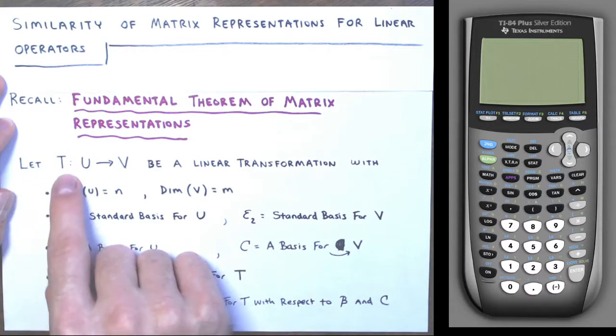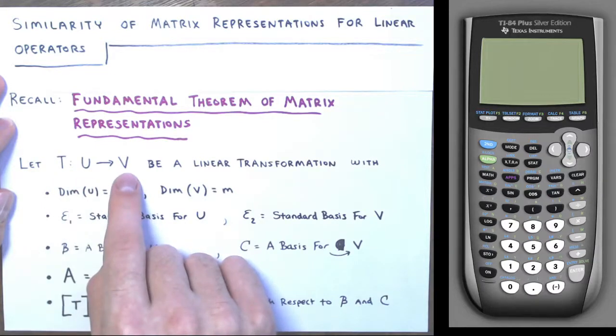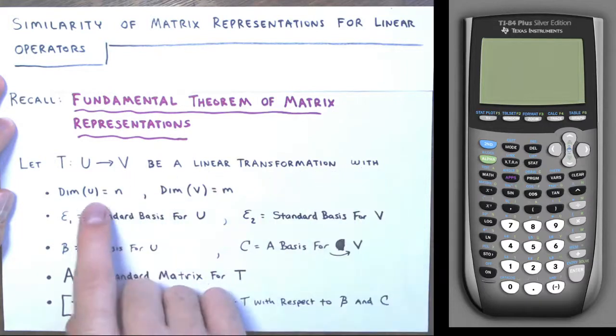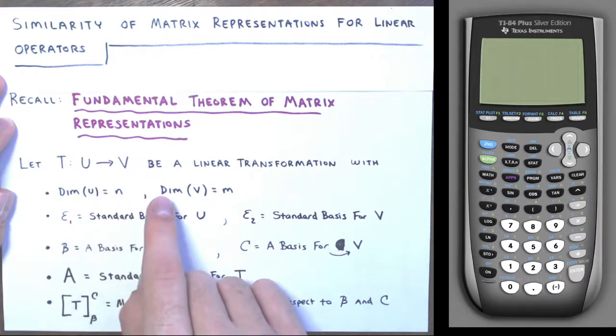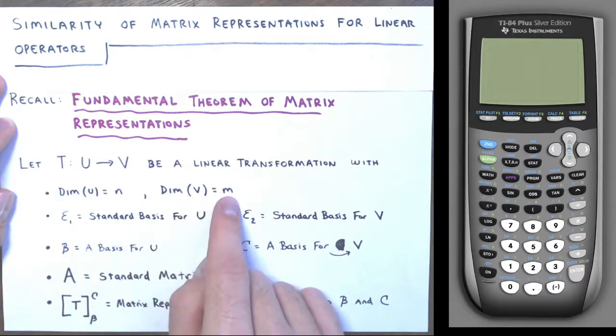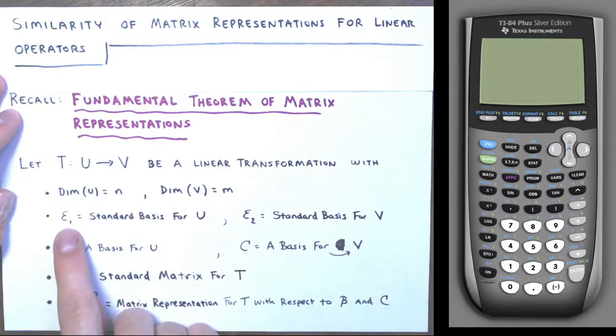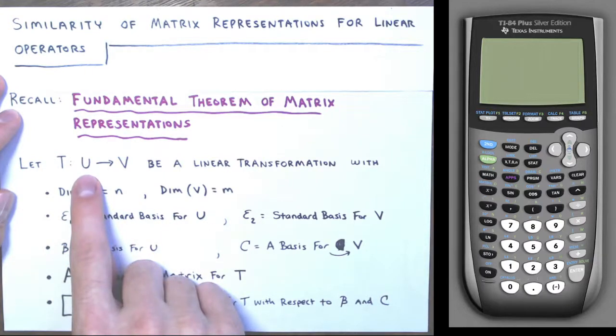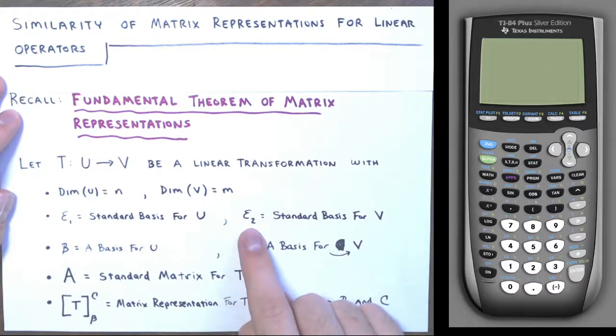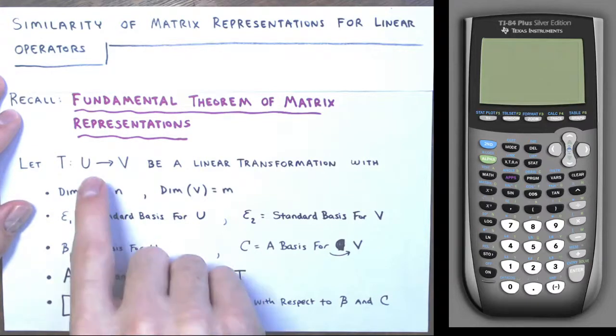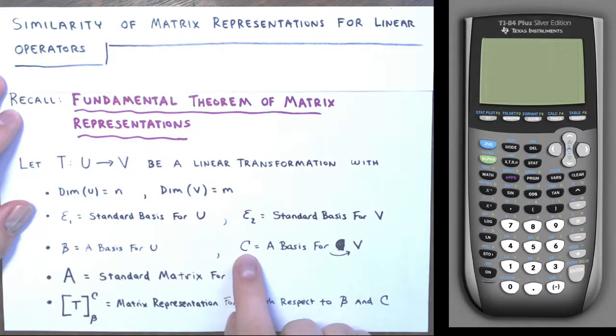Suppose we have a linear transformation T from vector space U to vector space V, with the dimension of the domain U being n, and say the dimension of the codomain V is m. Say E1 is the standard basis for U, the standard basis for the domain, and E2 is the standard basis for the codomain V. And then let's suppose we are also working with some other non-standard bases for the domain and codomain. So suppose this B represents a basis for the domain U, and this C represents a basis for the codomain V.